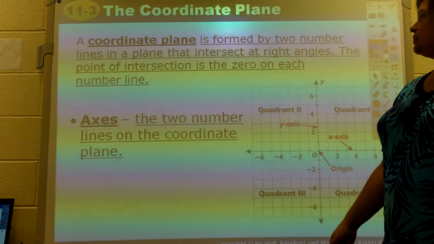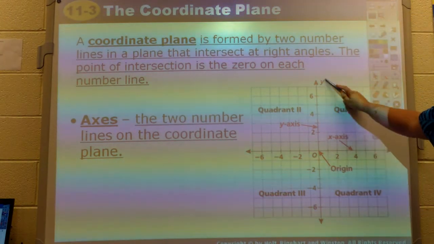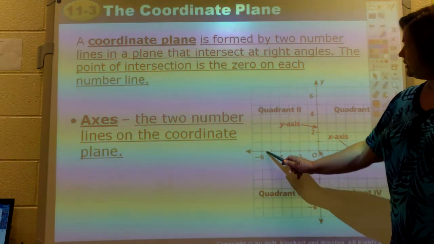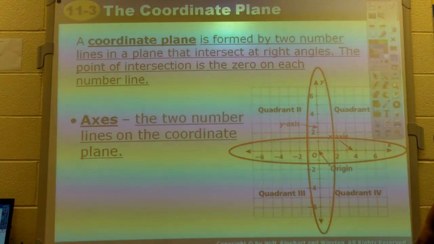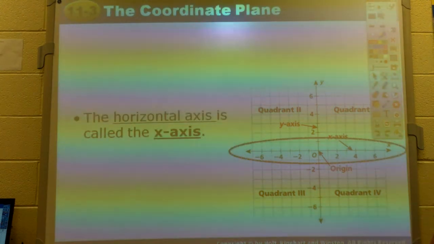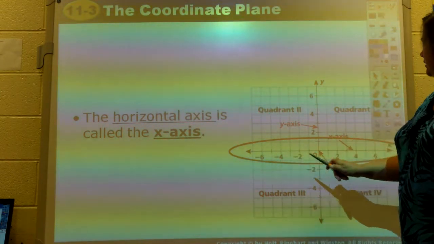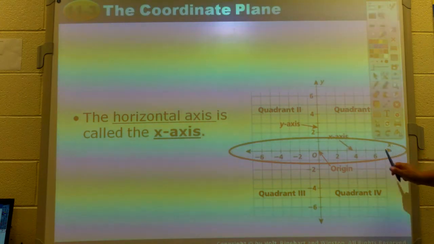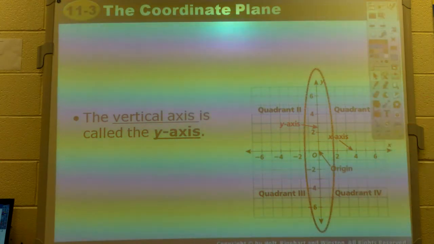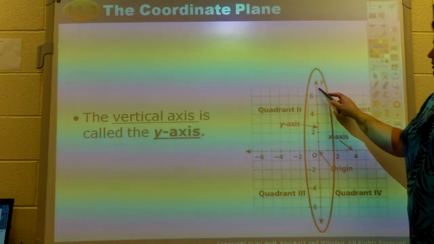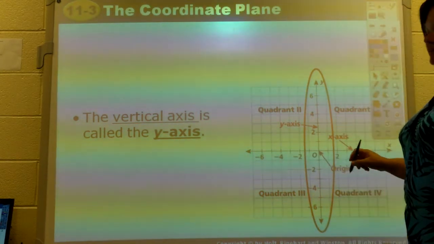We have our axes, which are the two number lines on the coordinate plane. The y is the one that goes up and down, and the x is the one that goes left and right. We have the horizontal axis, that is called the x-axis, and we have it labeled right here on the side. And then we have the vertical axis, that's called the y-axis, and we label it right up here at the top. So the one that goes up and down is the y, the one that goes from left to right is the x.